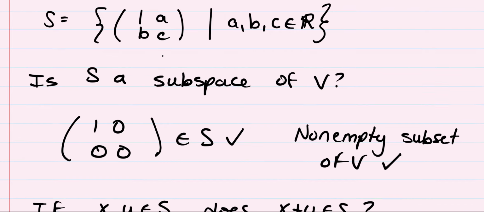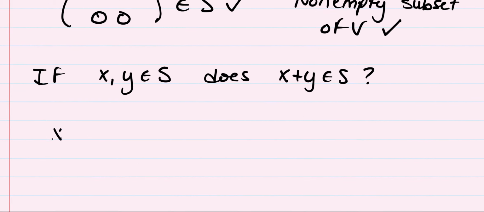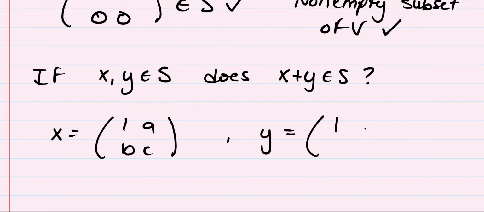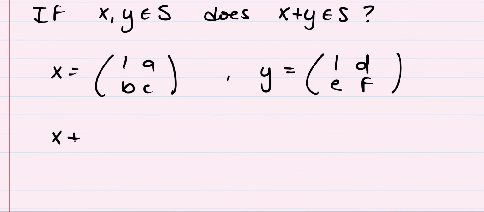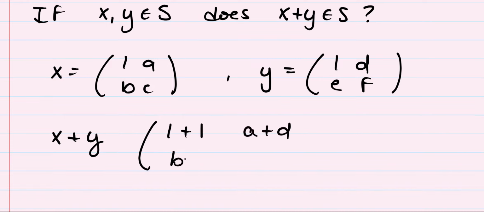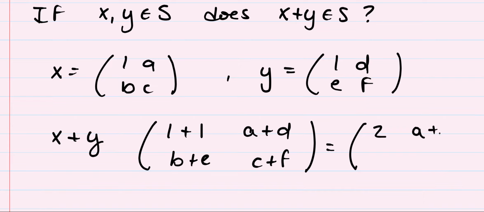These can be anything. So we can let x be 1, a, b, c, and y be 1, d, e, f. Then x plus y is going to be 1 plus 1, a plus d, b plus e, and c plus f, which is 2, a plus d, b plus e, and c plus f.